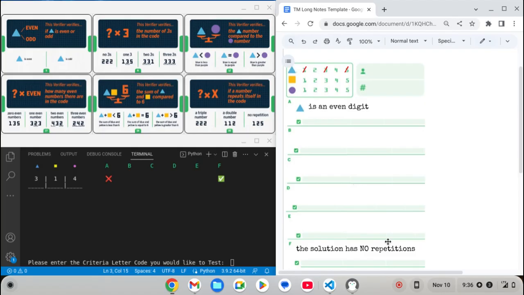So, let's see. As we discussed, we know we can't have three evens, but we do have a single even, so we know there can't be zero evens. So I think that this might be, well, let's see. It's always a toss-up. Yeah, let's go ahead and test criteria card F. Oh, sorry, D, the number of evens.